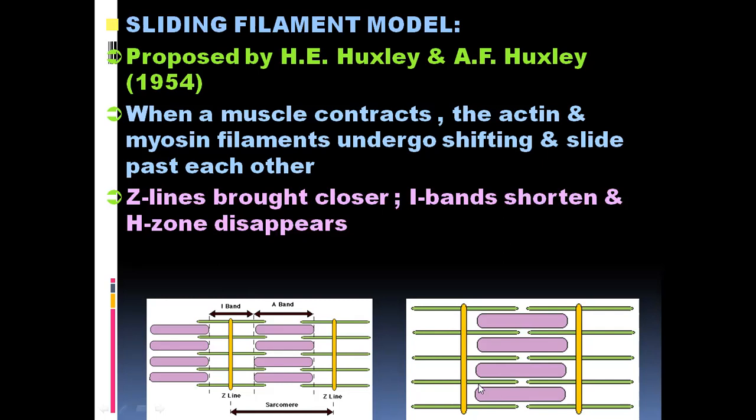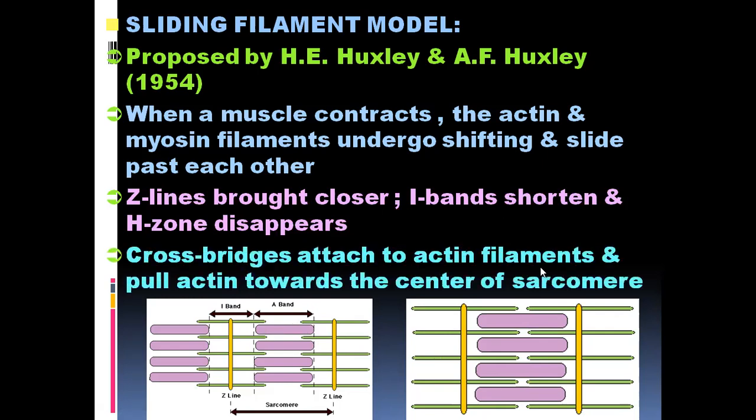The I band shortens. The length does not shorten, but the appearance shortens because of the overlapping. And the H zone disappears. This zone that is present during the relaxed state is the H zone. During the contracted state, we do not have the H zone. The cross bridges are attached to the actin filaments and they pull the actin towards the center of the sarcomere.